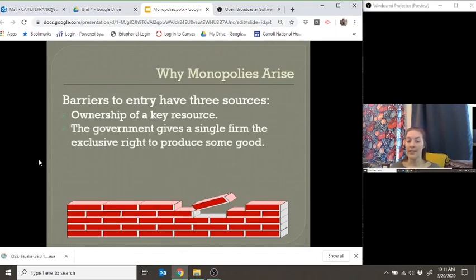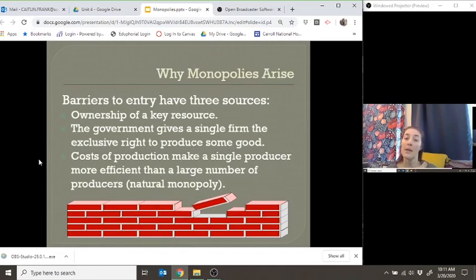The different barriers of entry are dealing with the fact that the monopolist owns a key resource, or the government has given them exclusive rights to sell a product, or finally, it's just a market where it's more efficient for just one firm to control the industry. I'm going to go into those three individually.